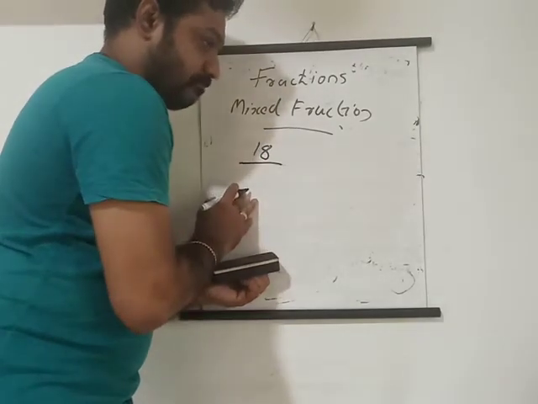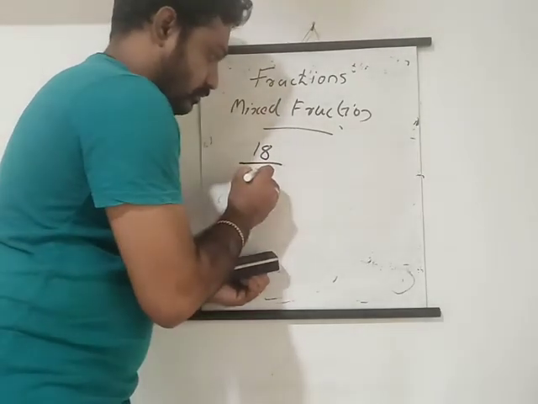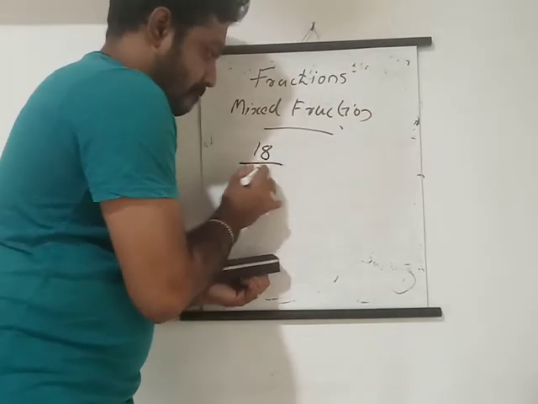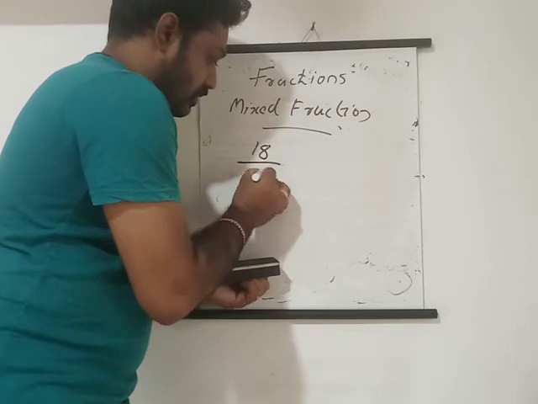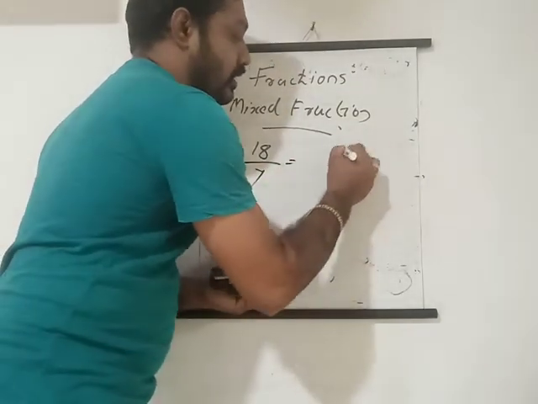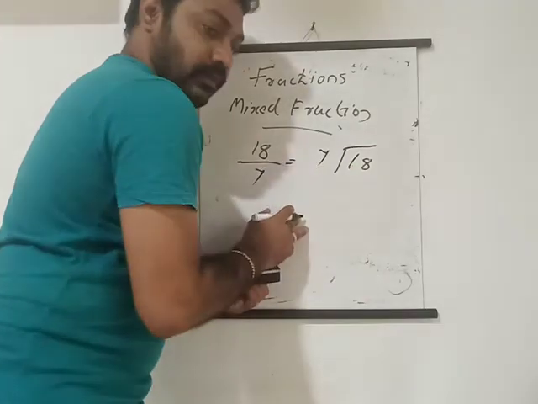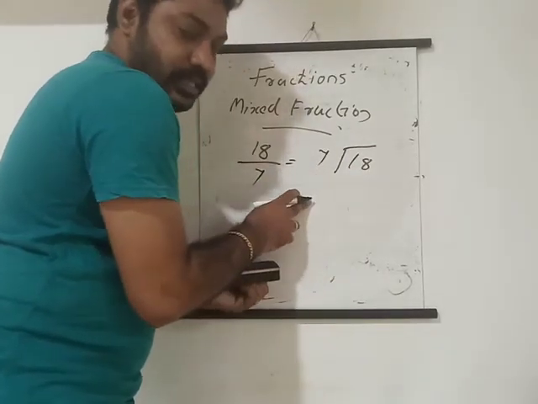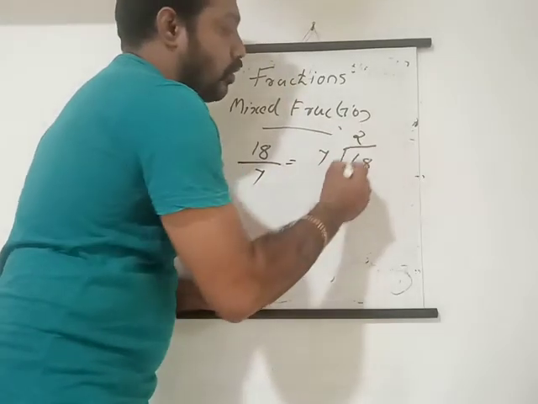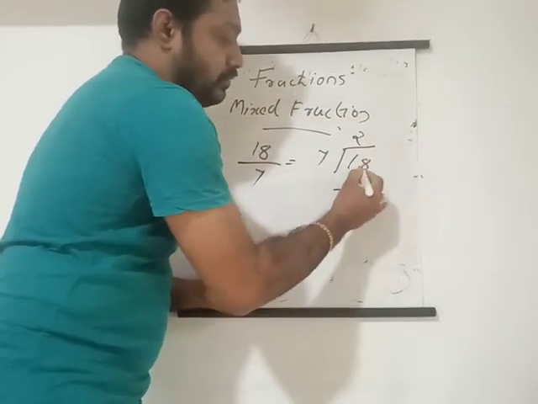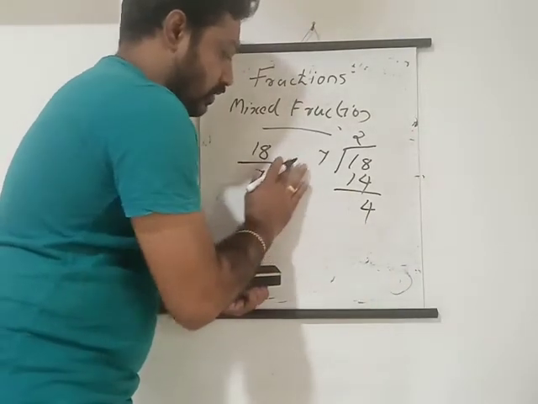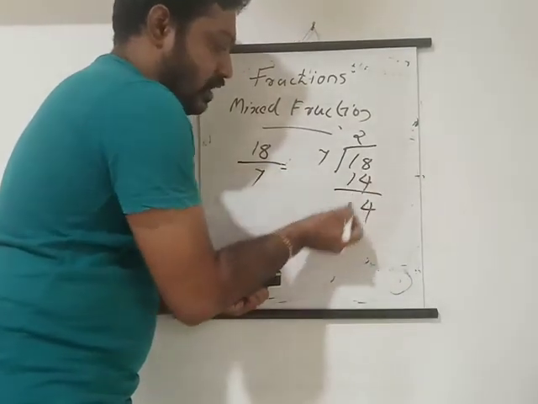18 by 7. Divide 18 by 7. 1 7 is 7, 2 7s are 14, 3 7s are 21. We cannot take 3 7s, so we take 2 7s, 14. 18 minus 14, you are getting 4. How can we write this as a mixed fraction?